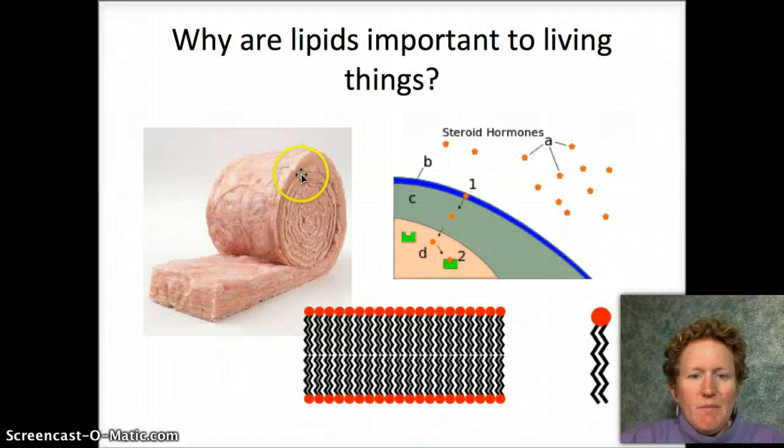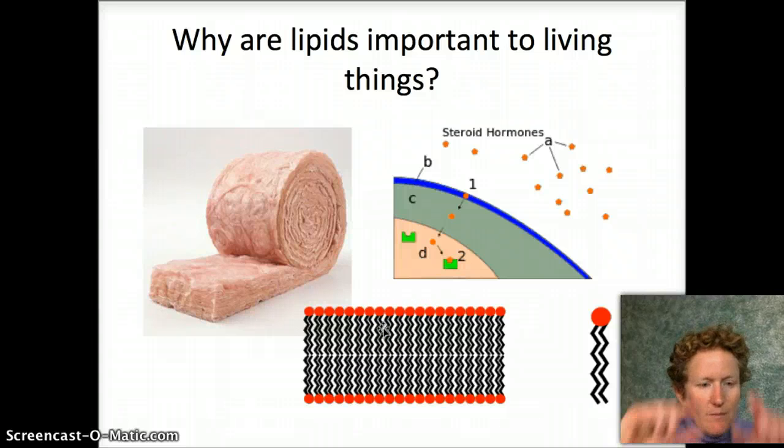Lipids have several purposes in biology. For us who live in northern climates, they're great insulation. They're also long-term energy storage for animals and plants. In the human body, they serve as steroid hormones, which are chemical messengers between cells. As a teenager, you're probably familiar with hormones, and those hormones are made out of lipids. The phospholipid bilayer is also made out of lipids. The phospholipid bilayer is what the cell membrane, the outside covering of cells, is made out of.